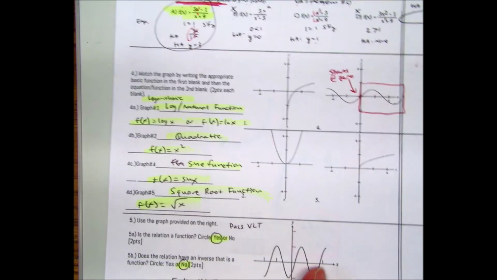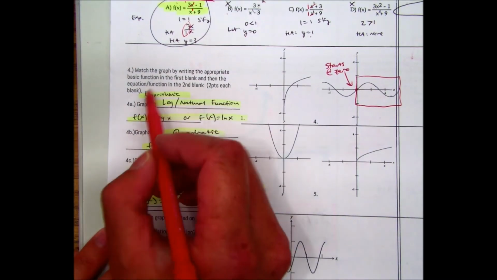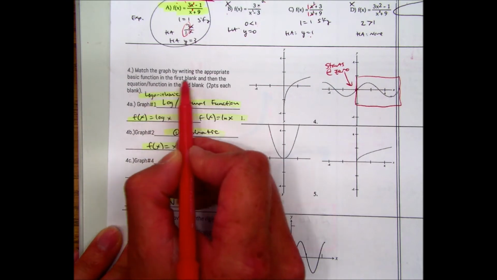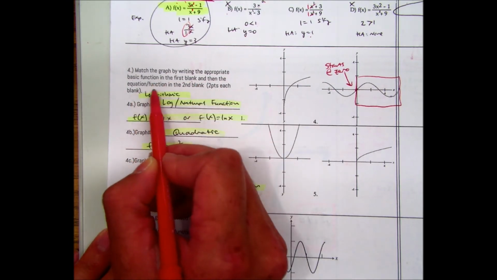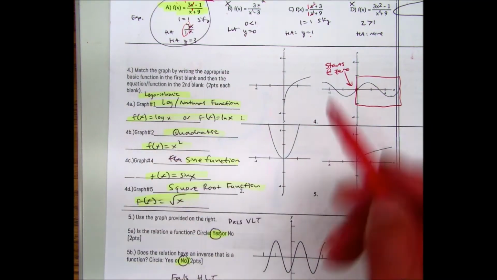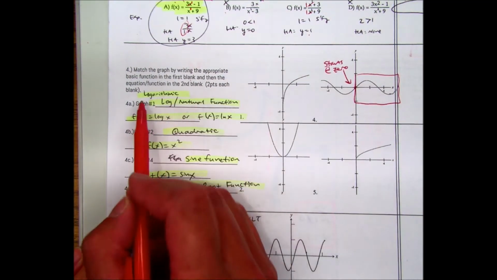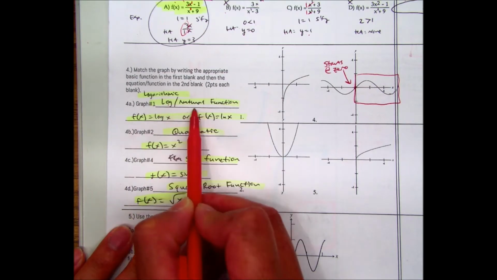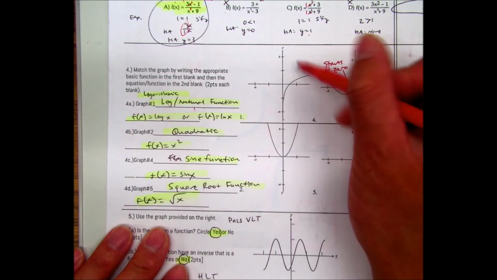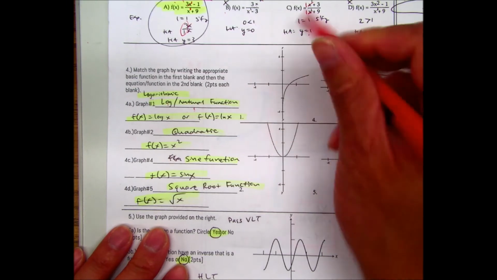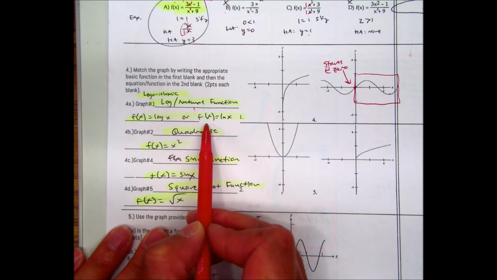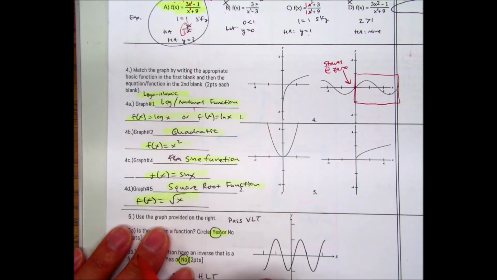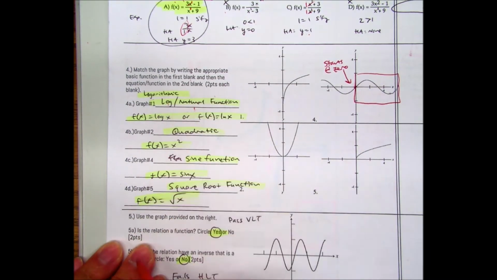Question number 4 is all about the parent functions. Match the graph by writing the appropriate basic function in the first blank, so that's the name, right? And then write the equation or function in the second blank. So the first one here is a log. I would have accepted log, natural, or logarithmic for this one right here. So you could have written f of x or y equals log x, or f of x or y equals natural log of x. Those are 2 points per blank.